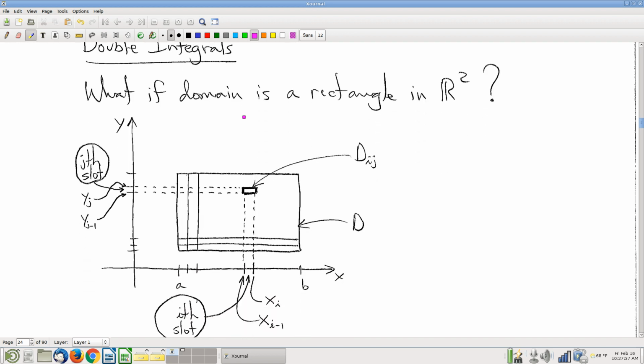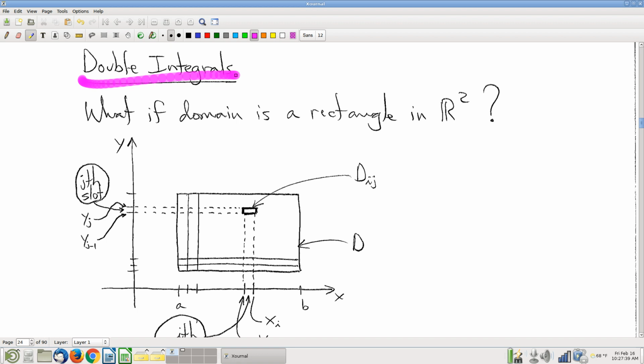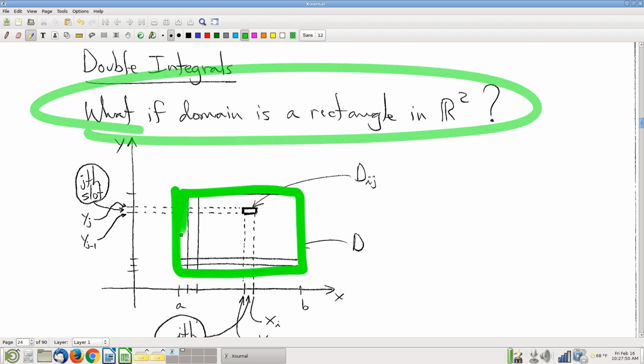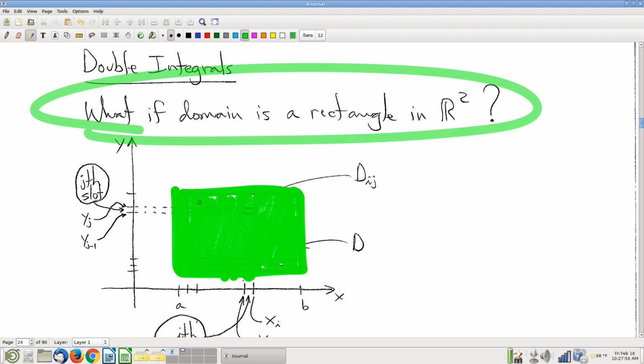Right? So here's our question now. We're going to define something called a double integral, and we'll talk about the terminology in a few minutes. And the question is simply, what if your domain is not just an interval? What if your domain is, let's say, a rectangle in R2? Right, so this is a pretty big twist.